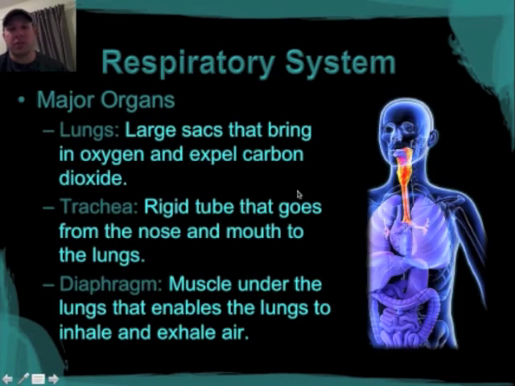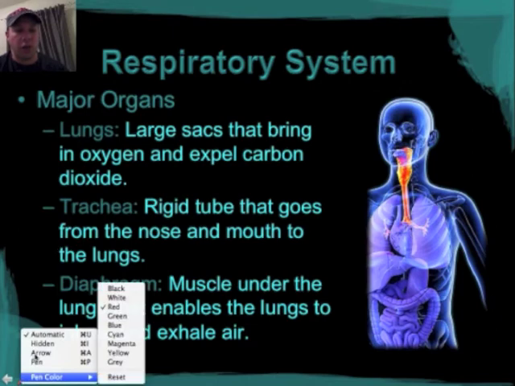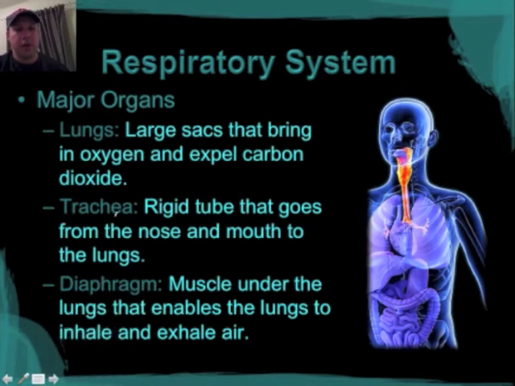The respiratory system is all about bringing in oxygen and getting rid of carbon dioxide. The primary organs here are the lungs. Okay, the lungs are the large sac-like organs. You have two of them. Here's a lung right here, and then you have the other lung over here. Lungs bring in oxygen, expel carbon dioxide.